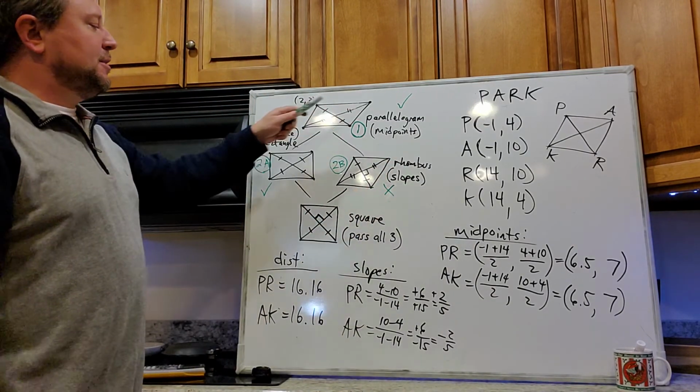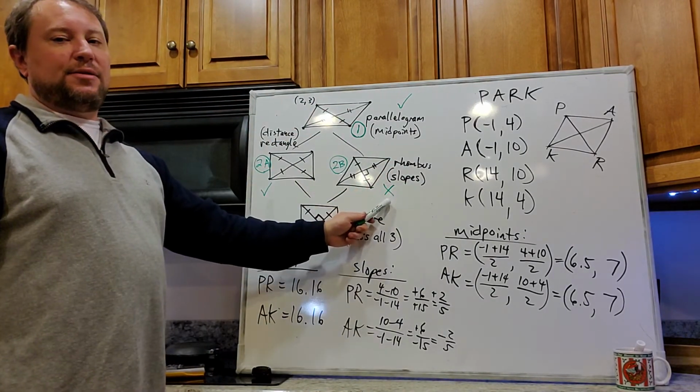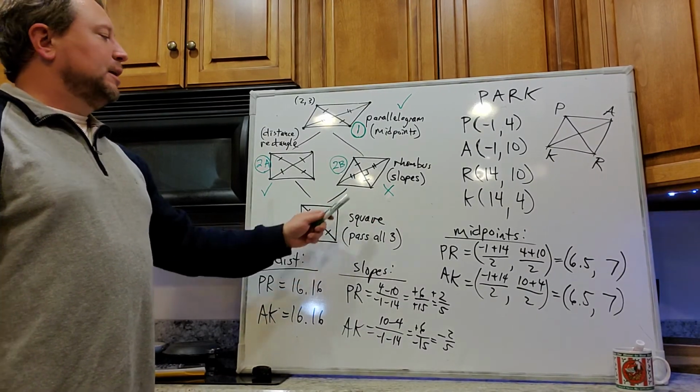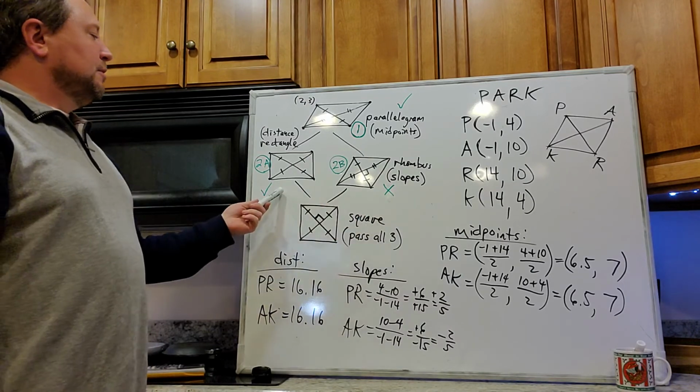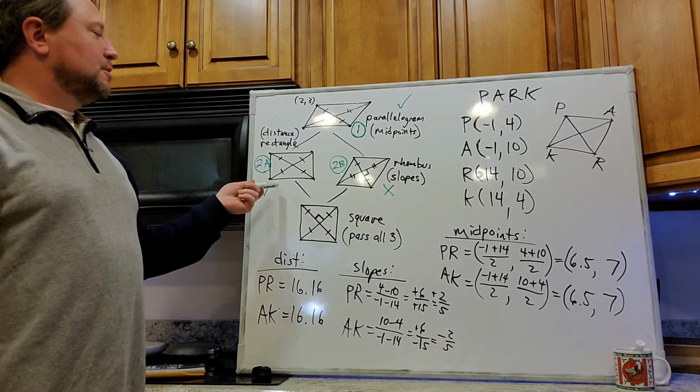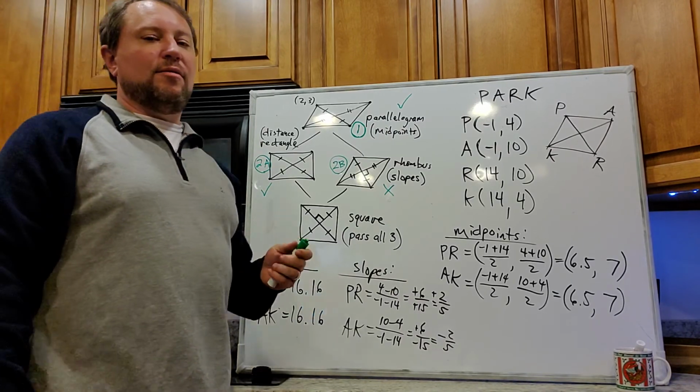So if it passed the rectangle test, but failed this one, it's not a square, because squares have to pass all 3. It's not a rhombus. It's just a rectangle. See that? That was the highest test it passed. So I know that that figure is a rectangle.